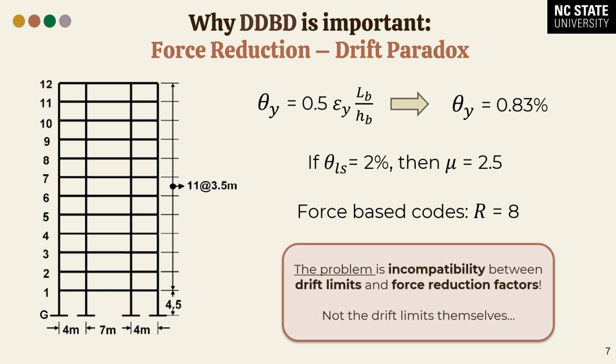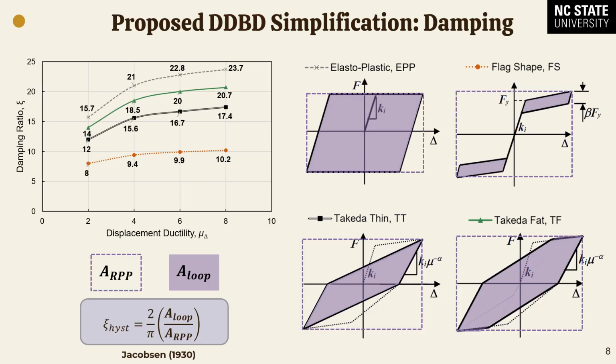And immediately we see this problem, right? We see this incompatibility between drift limits and force reduction factors. We have a drift limit of 2%, a yield of about 0.8%, implying a ductility of about 2.5. Yet our building codes are suggesting a force reduction factor of 8. And it's that incompatibility which is really important and really something that needs to be addressed. It's something that I think is a significant shortcoming of our current codes when we're trying to accomplish performance-based design. So now we want to talk about some of the simplifications, and we think that with some simplifications we can get a bit broader adoption.